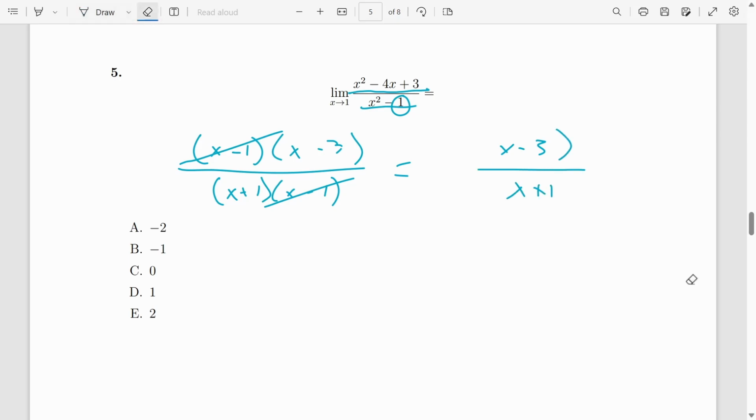I don't need the parentheses here. And now it's in a form where if we just plug in 1, it'll end up not being undefined. So this is 1 minus 3 over 1 plus 1, which is negative 2 over 2, which equals negative 1. That's our answer, negative 1.